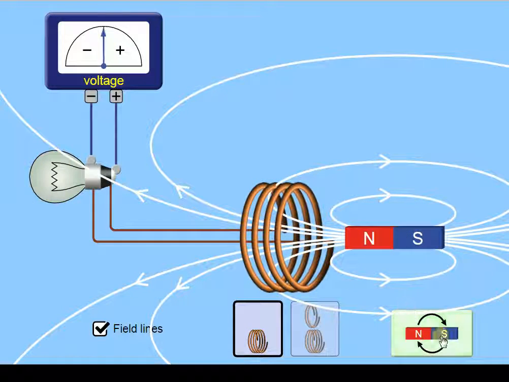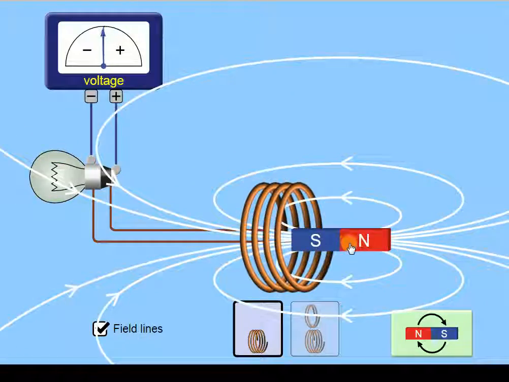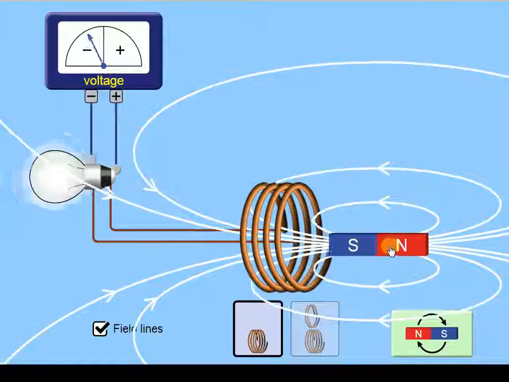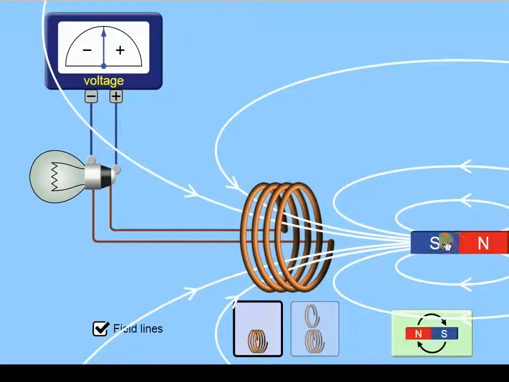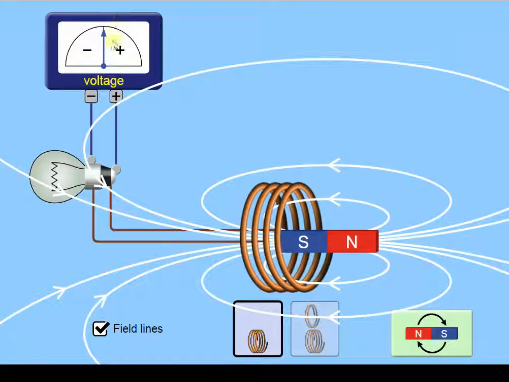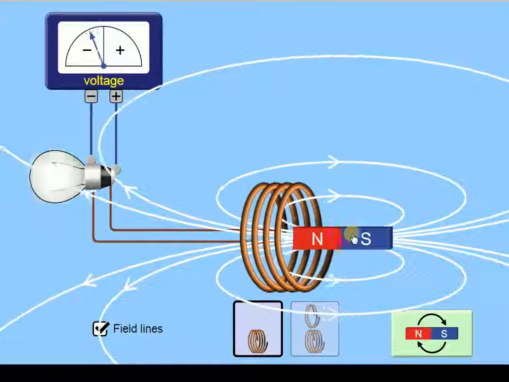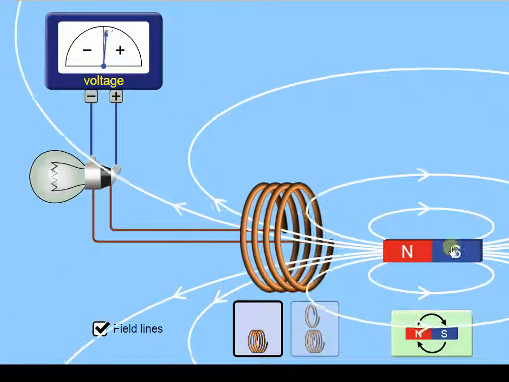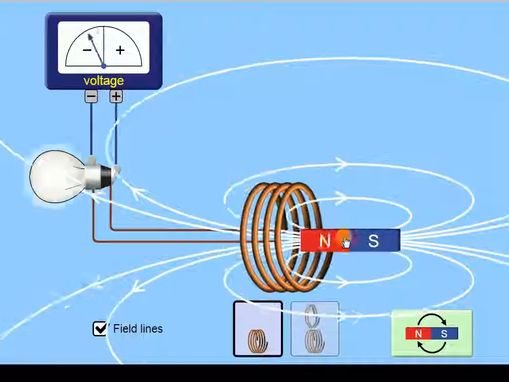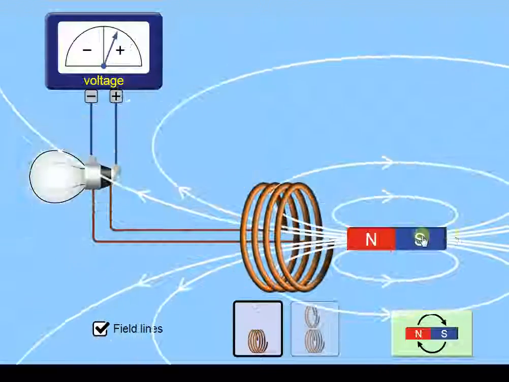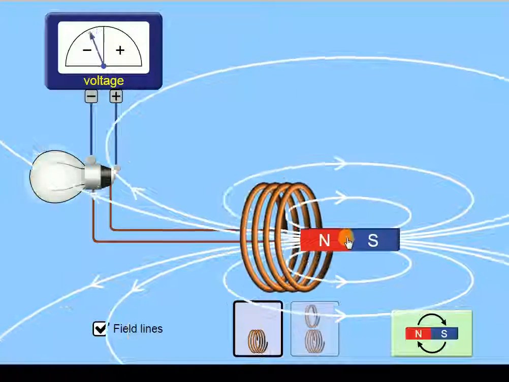Now if I change the polarity, now the south pole is this one, so now you can see the result is totally different. When I am approaching the coil, this time it indicates positive, and when I am going away from it, the reading is negative. And earlier in case of the north pole, when I was approaching it, it was negative, and when I was going away it was positive. So this is the difference which we have seen earlier, right? That is because of Lenz law.